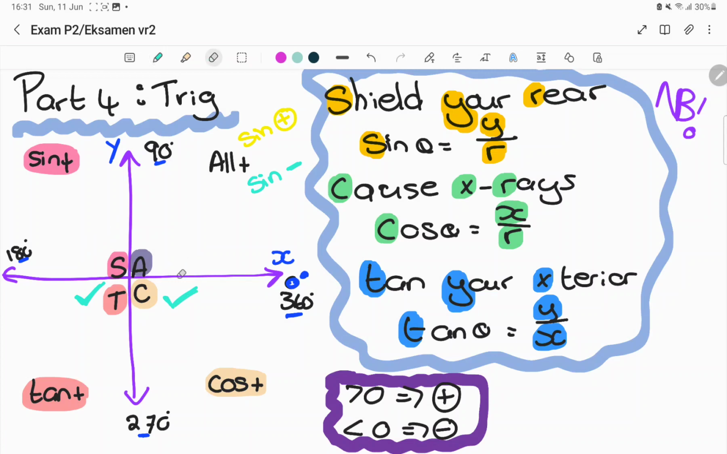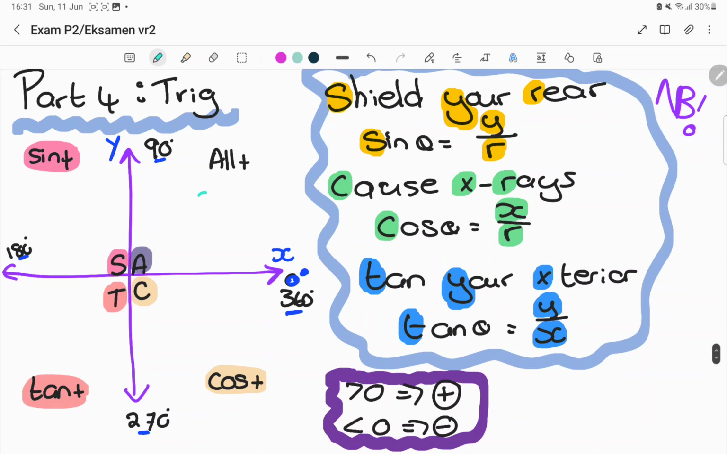Alright, do you see that? You have to understand this concept, otherwise you're really going to struggle. Let's try it with cos as well. Where will cos be positive? So cos will be positive in the all quadrant because everything is positive here, as well as in its own quadrant, which is quadrant number 4, where C is located.